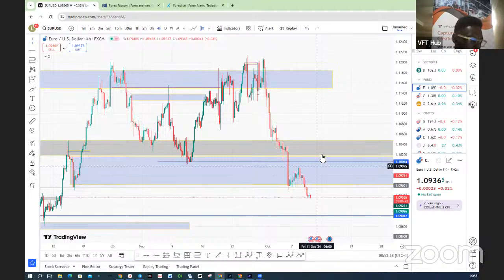So if price breaks out of this flip zone, then if it breaks out here, we should expect it to come back a bit, turn into support after being resistance, then keep moving all the way up if that is going to be the move. But that is also dependent on what is going to happen on the DXY.